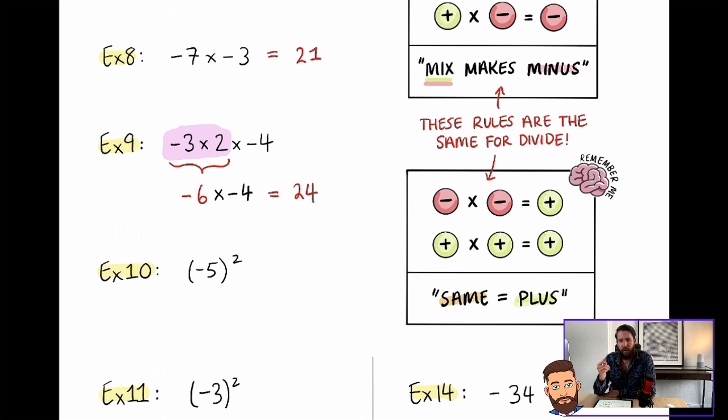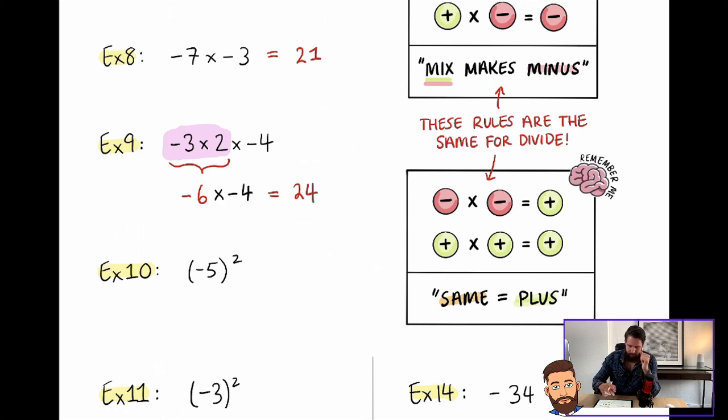So I've broken down that question into 2 elements, and I've used the same technique. I've multiplied what I need to together, ignored the sign, put the sign back in. And if you can do that carefully, negative numbers will be so easy for you. Just remember, a mix makes a minus, and the same is a plus.